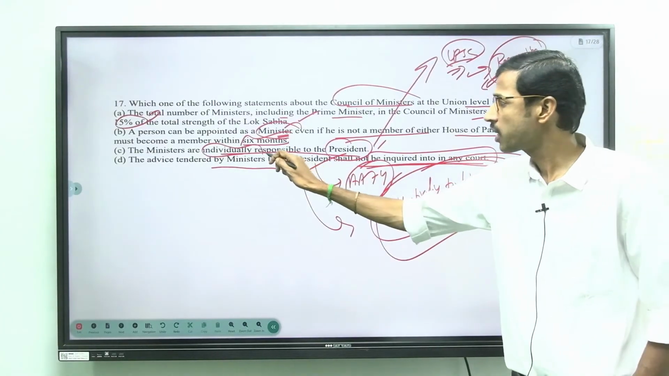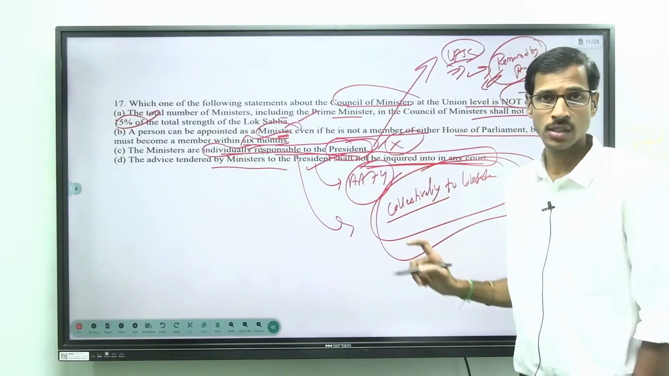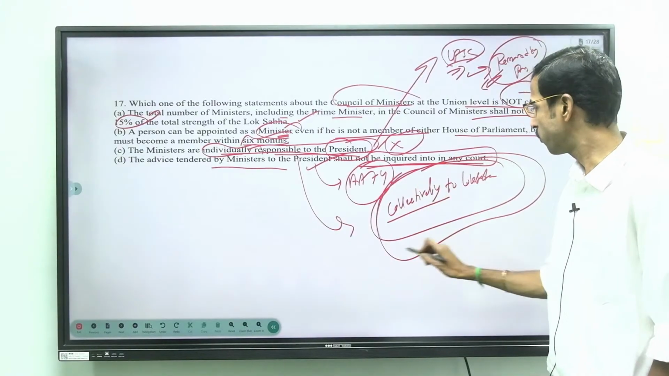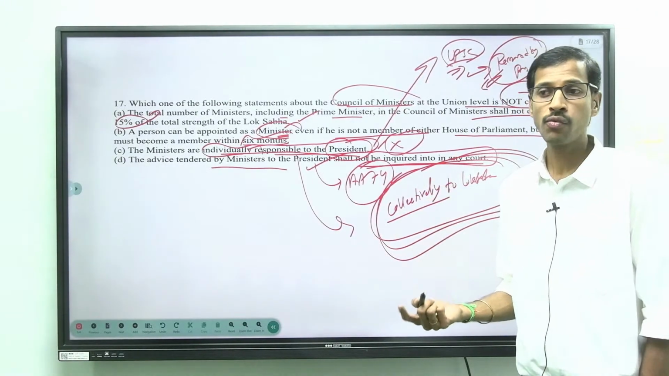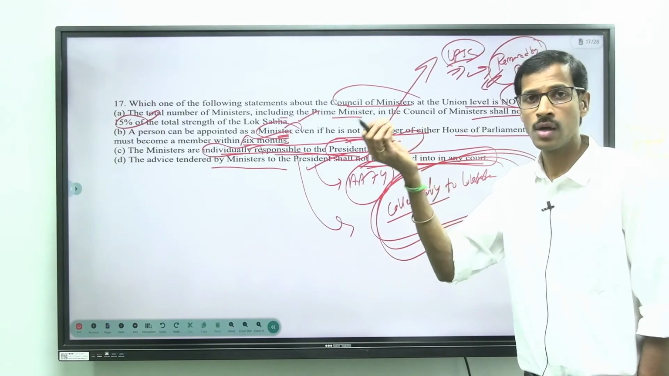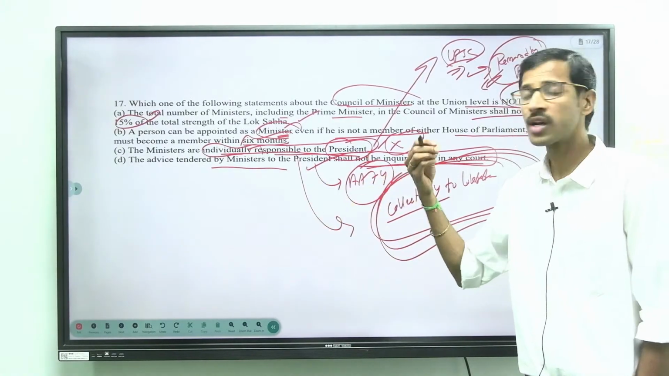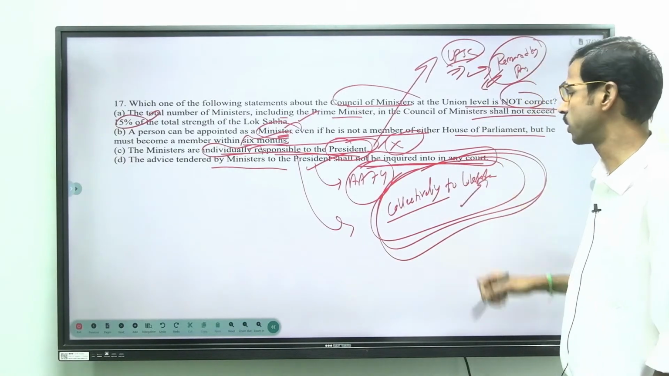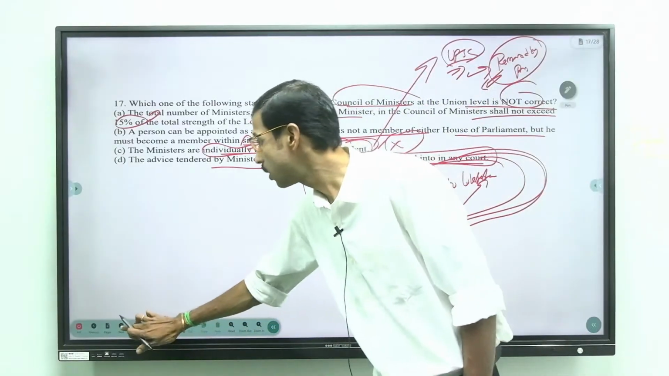So saying ministers are individually responsible to the president is not completely right, it is partially right, right? We have to understand the main feature, that is collectively responsible to the Lok Sabha only. In reality, ministers are practically individually responsible to the president, but according to the constitution we have to obey this first of all, right? That's why it is wrong. So C is the correct option here.